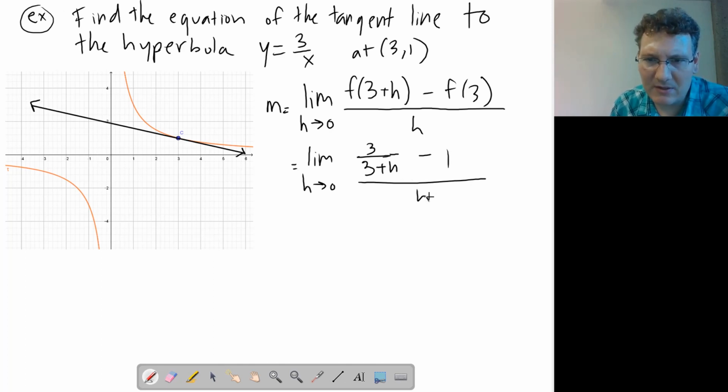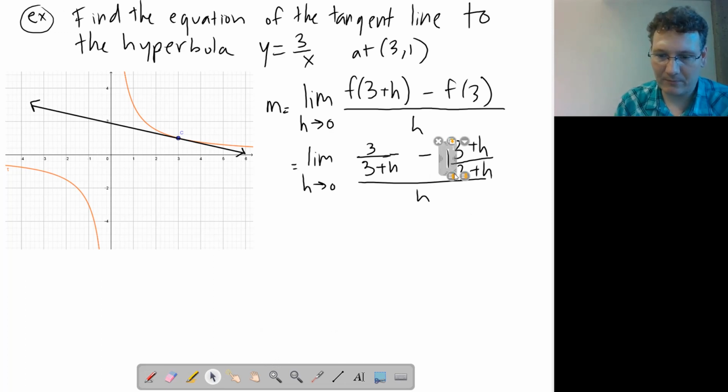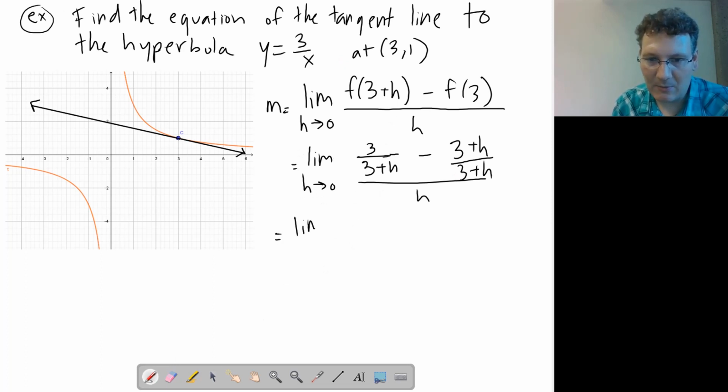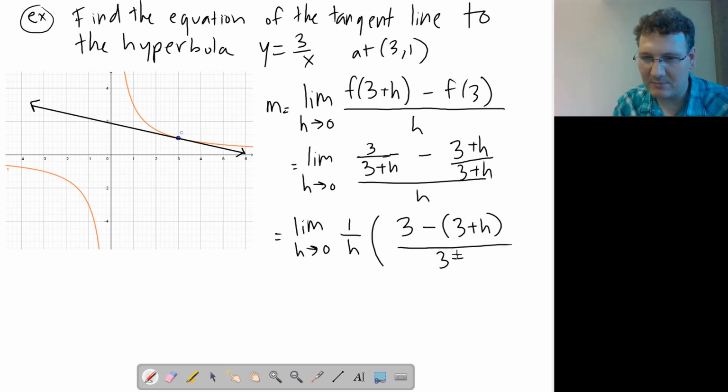And if I'm going to sort this thing out, I want to clean up this numerator even more. What I want to do is combine these 2 terms. The way to do that is to get a common denominator. The 3 plus h has to be on both of them. So I'm going to multiply 1 by 3 plus h over 3 plus h. And the 1 can just be discarded now. And let's take that numerator and add it. I'm going to do 2 things to help myself out. The limit as h goes to 0, I'm going to take the 1 over h, that h in the denominator, and put it out front. And so we've got 3 minus 3 plus h all over 3 plus h.